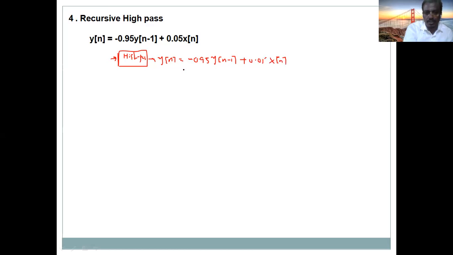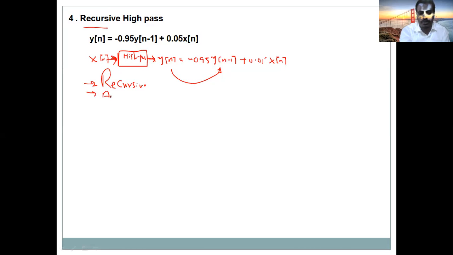This is a difference equation, right? A difference equation, as you know, is the equation for representing discrete time systems. This is the input x of n. So this system is also recursive. Why? Because the present output depends on past values of outputs. Very powerful design, this feedback recursive design. It's high pass, so this is also recursive. High pass means it amplifies high frequencies.